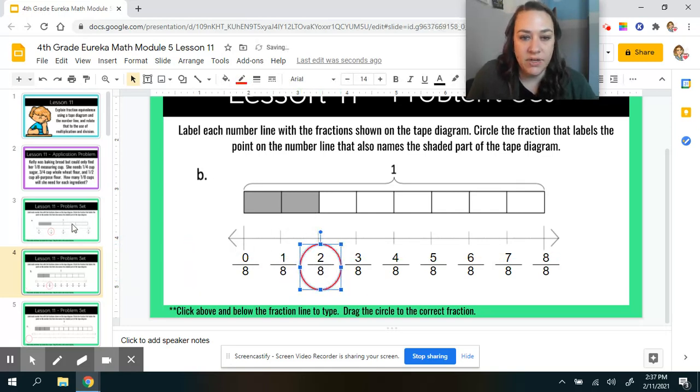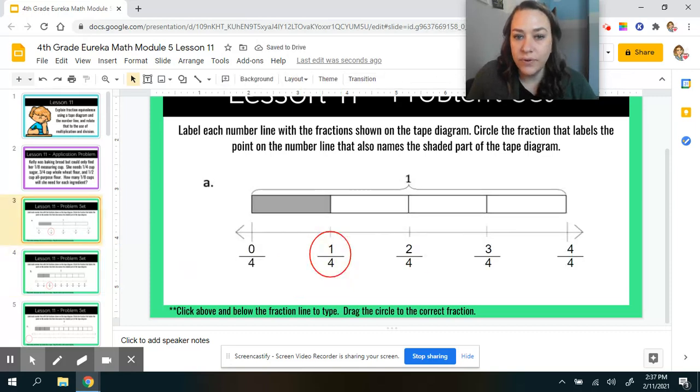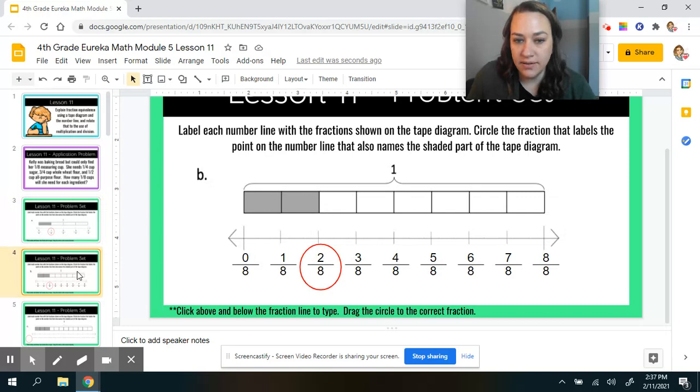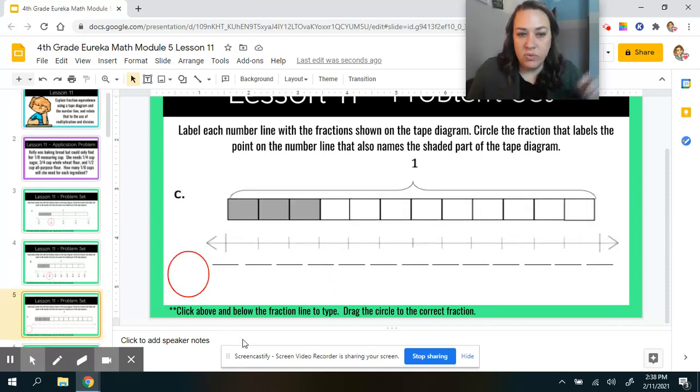So now remember, this one I had 1/4. Now we have 2 8s. Are those equivalent? I want you to be thinking about that in your head. Can we show that those two are equivalent with multiplication or division? Okay, so we're going to do one more, and we'll look at that even deeper.